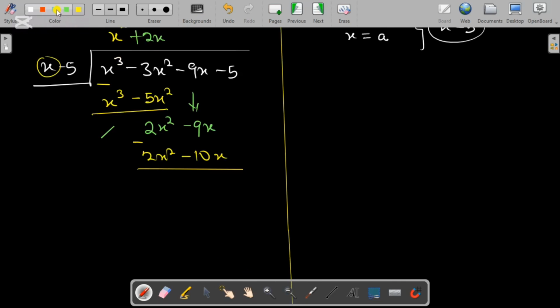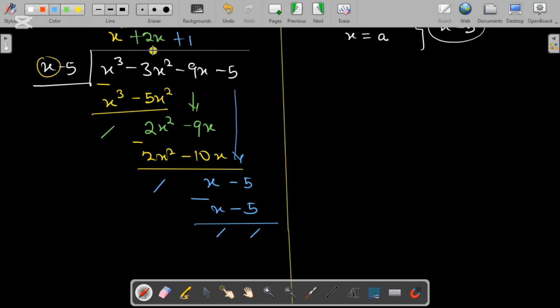Okay, so here of course this will go, minus 9 minus 10 will be minus 9 plus 10, which is 1, so it's going to be 1x. Okay, so it won't be bad again if you bring down your minus 5, and then you divide. x dividing x will give you 1, and 1 times x is x, then 1 times minus 5 is minus 5, and so if you subtract you will get 0.